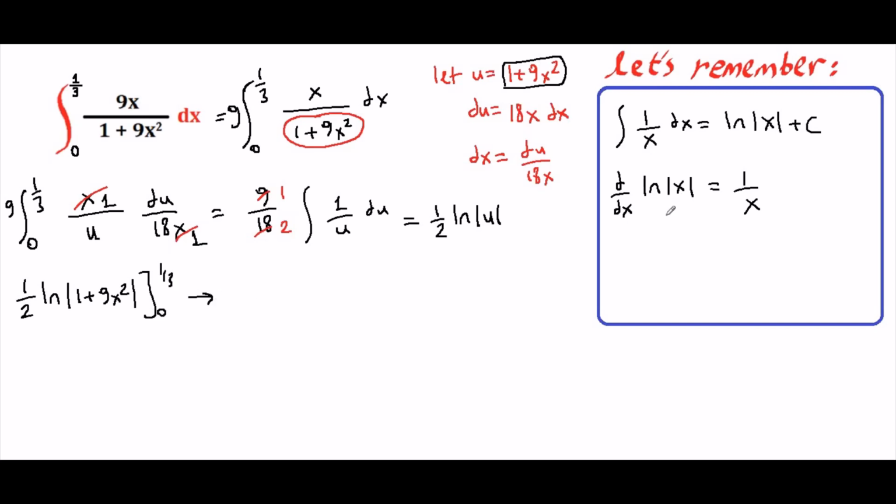Now we apply the fundamental theorem of calculus: upper boundary minus lower boundary. We have 1/2 ln of 1 plus 9 times, instead of x, the upper boundary 1/3 quantity squared, minus 1/2 ln of 1 plus 9 times, instead of x, the lower boundary.